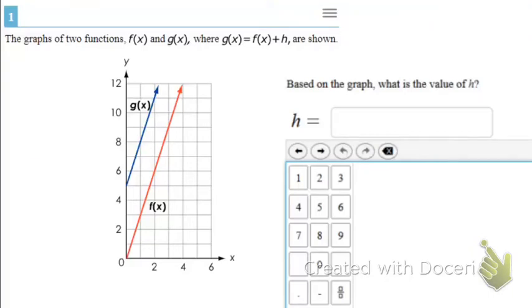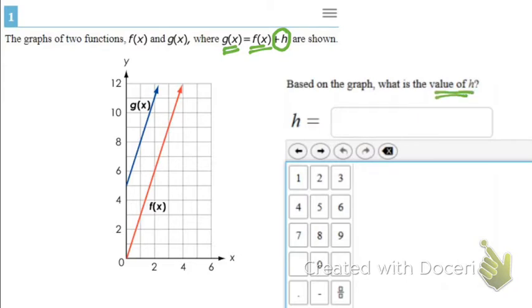This question says the graphs of two functions f of x and g of x are shown. And then it says that g of x equals f of x. It's the same thing, except there's this mysterious h that's added to it. So they want to know, what is h?